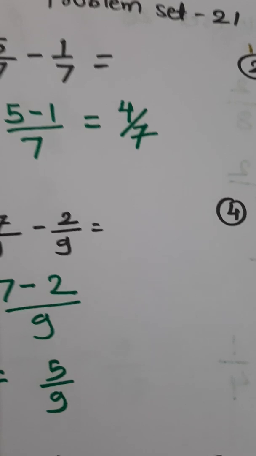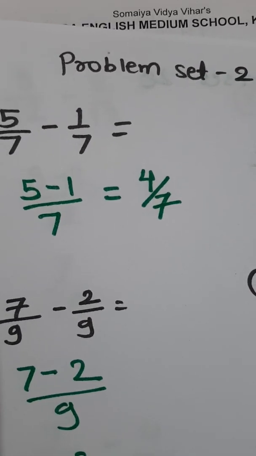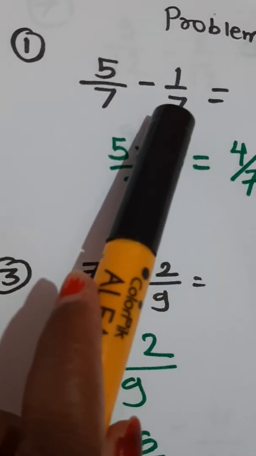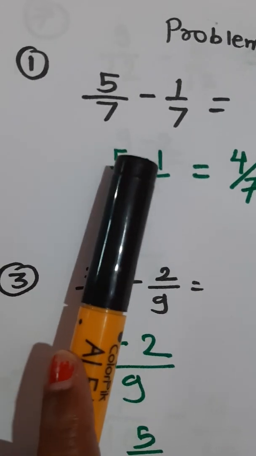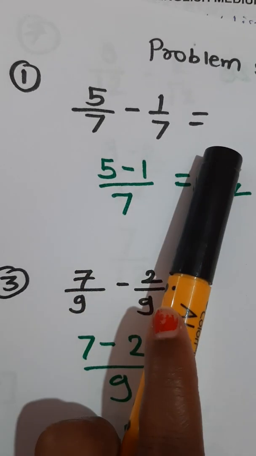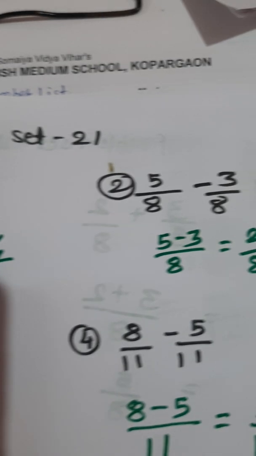5 upon 7 minus 1 upon 7. Look at the problem. Both have the common denominator. They are like fractions. So subtract the numerators. 5 minus 1 upon 7. 5 minus 1, 4. 4 upon 7. So this is the answer of first problem.